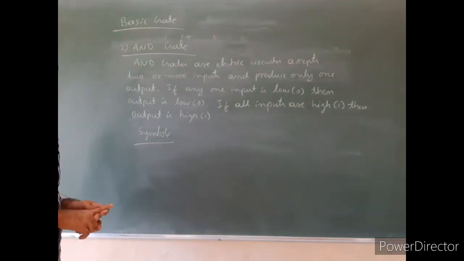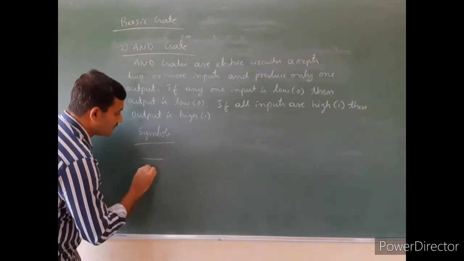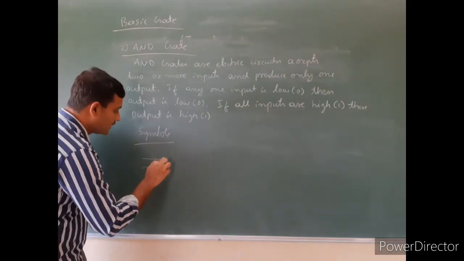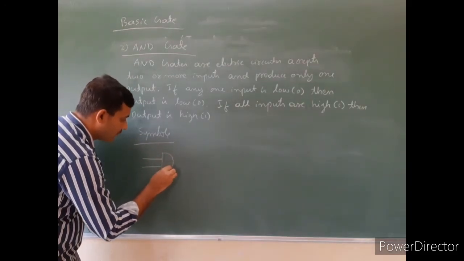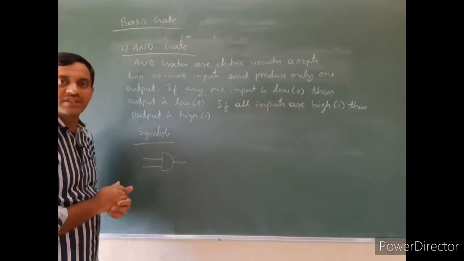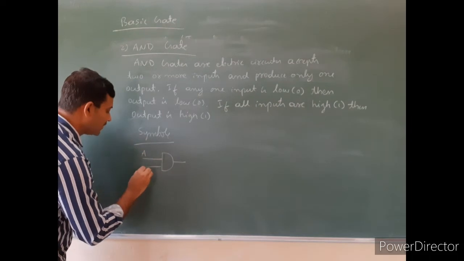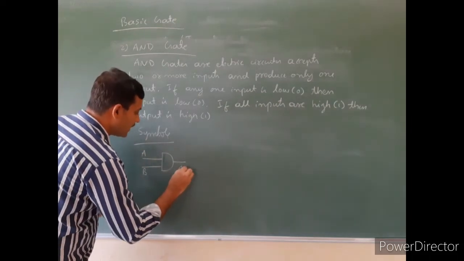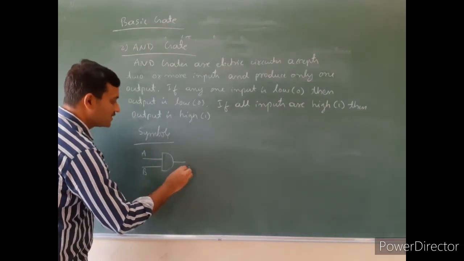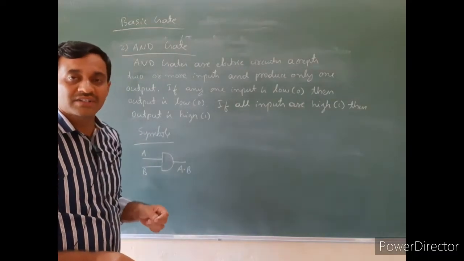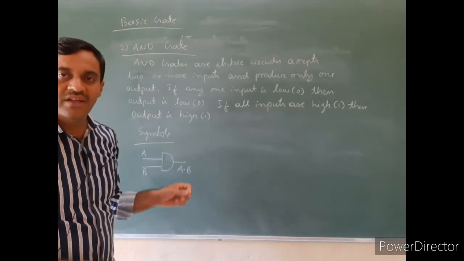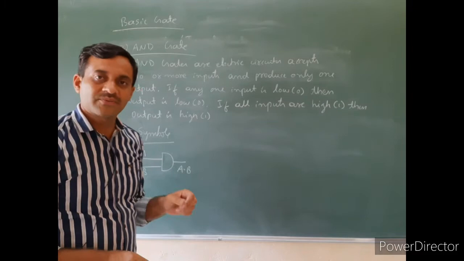It accepts two or more input signals and produces only one output signal. If the inputs are A, B, then the output is A into B. Here, into is the logical multiplication of the inputs. The output is the logical multiplication of the inputs.